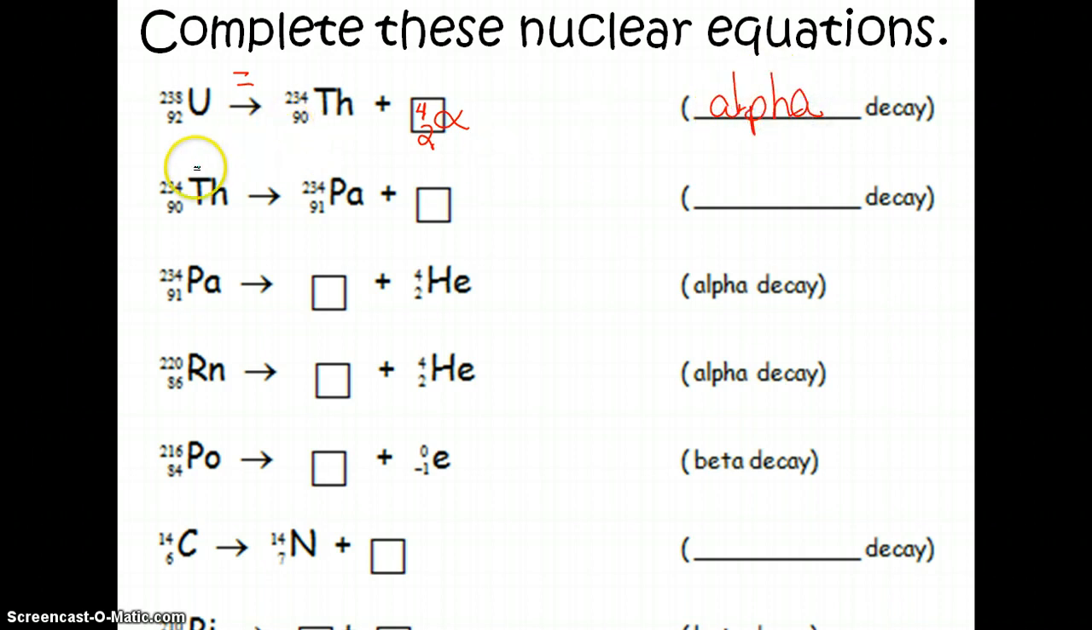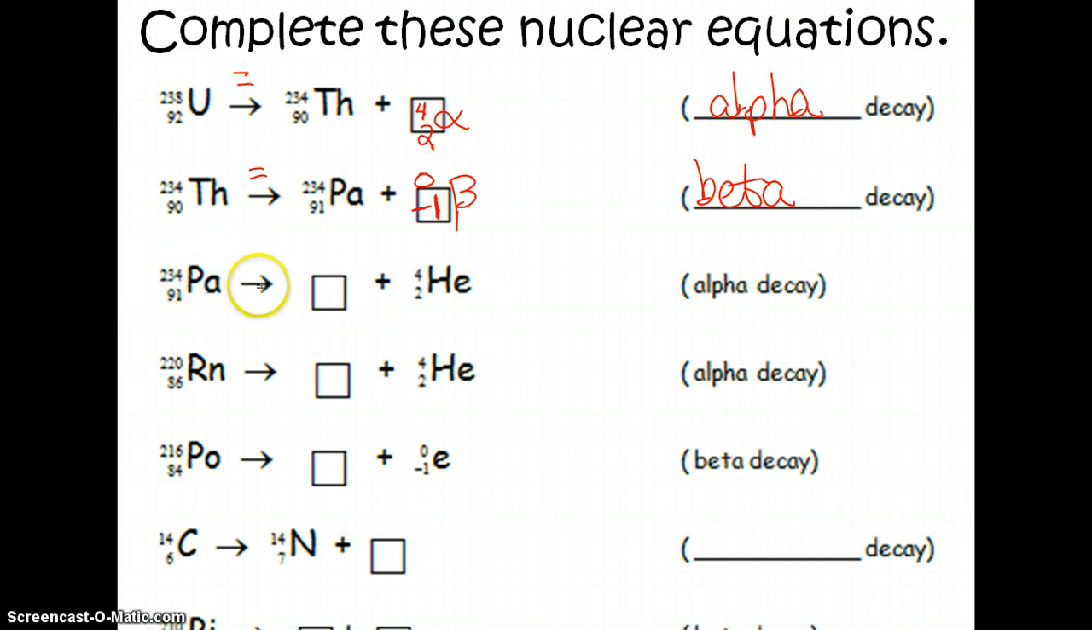All right, same thing here. So 234 equals 234 plus x, so the top is 0. And 90 equals 91 plus x. So 91 minus 1, so that's our x value, is equal to 90. And that is a beta particle. So that's beta decay.